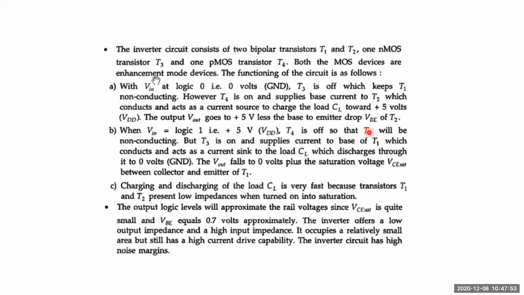Why? Because it is not getting any kind of base current. You're not supplying any base current, so that's why the T2 will be off. Whereas T3 is in the on state. Whenever it is in the on state, it supplies some base current to the T1. Now here T1 will be conducting. If it is conducting, then it will act as a current sink.